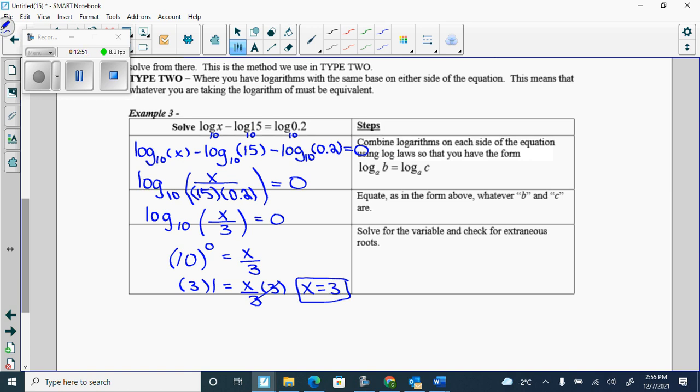We agree? The other method that they say only works when you have all logs. So I have log base 10 of x minus log base 10 of 15.